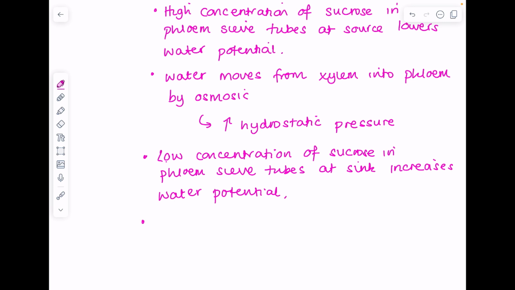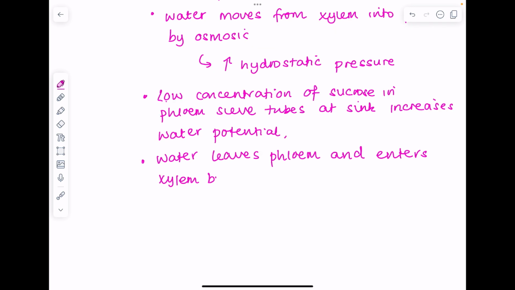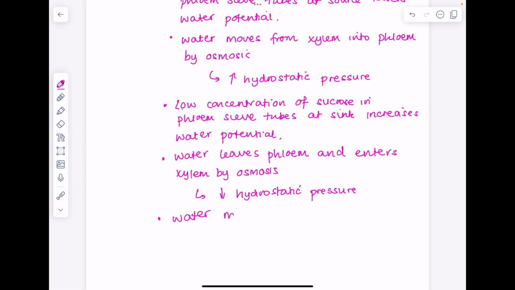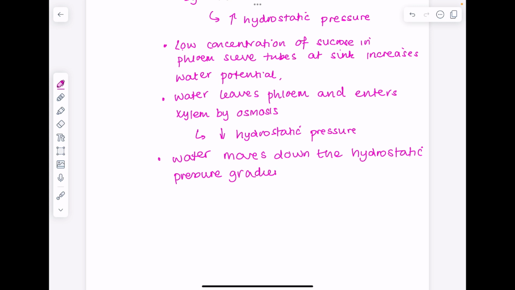So what that does is that it increases the water potential at the sink. So you've guessed it, water this time is going to leave the phloem and enter the xylem by osmosis. And that's going to lead to a decrease in hydrostatic pressure. And then finally, make a point, which is that water moves down the hydrostatic pressure gradient. And the reason for that is due to a physical property of water, which is its incompressibility.